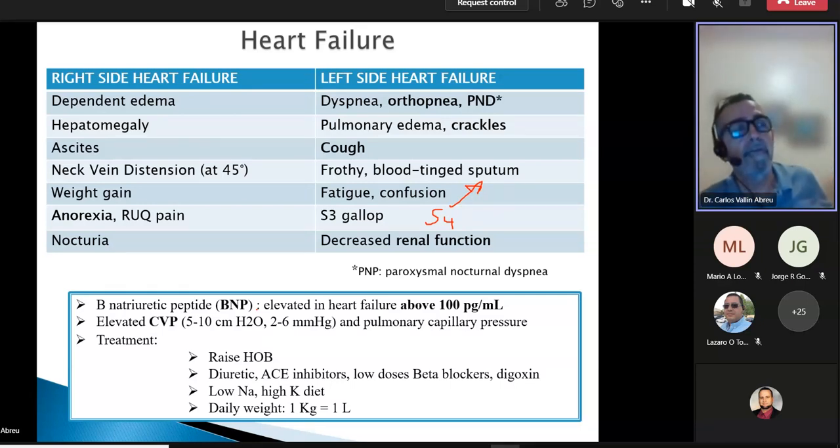Usually this elevation is in the range of the thousands. Okay, the normal value is 0 to 30. You don't need to memorize that. But when there is an important elevation, more than 100, it suggests that the client is in heart failure. Having a level below 100 rules out, discards the possibility of heart failure. This is the interpretation of this test. Have you been tested? Yes. What about central venous pressure?